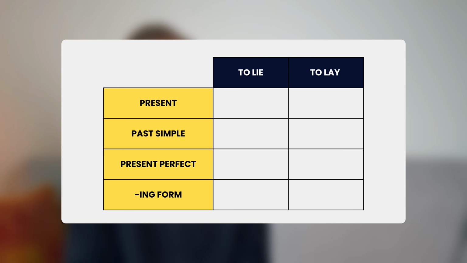To lie means to recline. The present tense is lie. I lie down. The past simple is lay. Yesterday, I lay down. The present perfect is have lain. I have lain here for hours. And the ing form is lying. I am lying down right now.